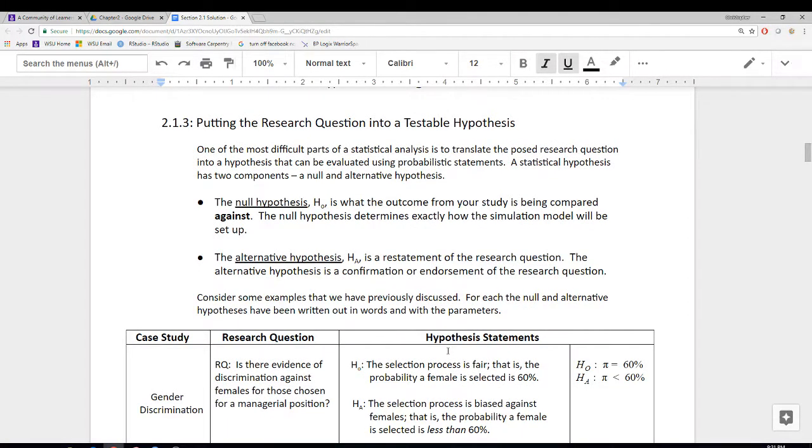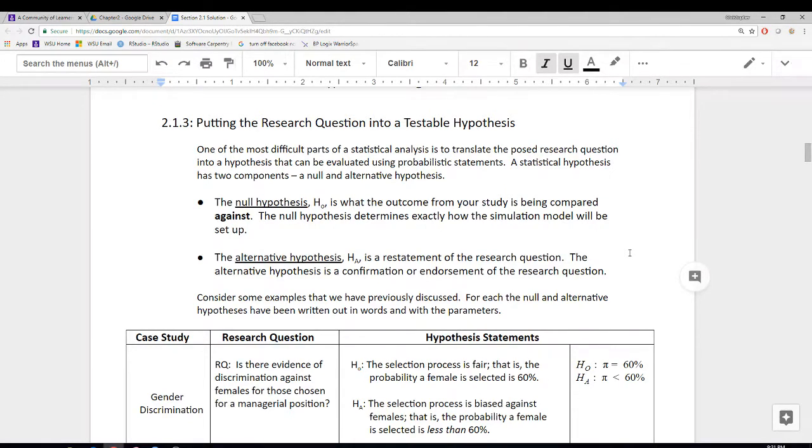Okay, how about section 2.1.3? Here we're going to introduce the concept of a null hypothesis and an alternative hypothesis. The null hypothesis is what the outcome from your study is being compared against. Okay, so the null hypothesis is what the outcome from our study is being compared against. The null hypothesis determines exactly how our simulation model will be set up. The parameter value of interest will go in the null hypothesis.